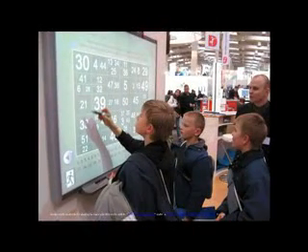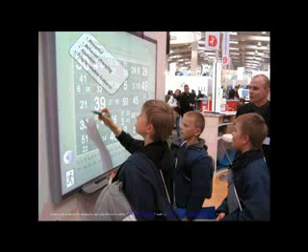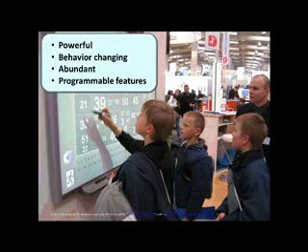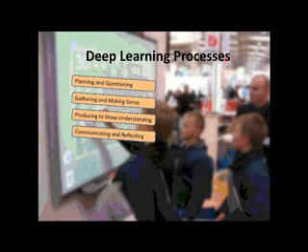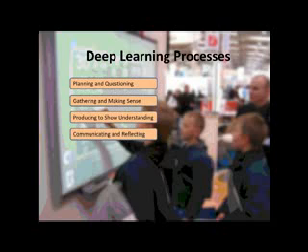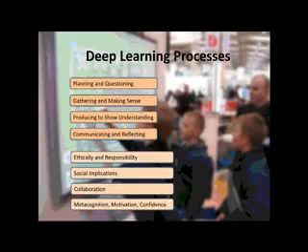We can't talk about information and communication technologies without remembering these tools are powerful, behavior-changing, abundant, and that each tool has many pull-down menu features that a user can program, if you will. This fact suggests we are best off intentionally and critically choosing them because we believe they provide the best opportunity to engage ourselves and students in deep learning processes of planning and questioning, gathering and making sense, producing to show understanding, and communicating and reflecting. These kinds of deep learning processes affect our relationships with others.